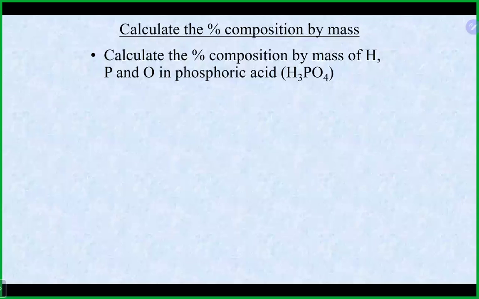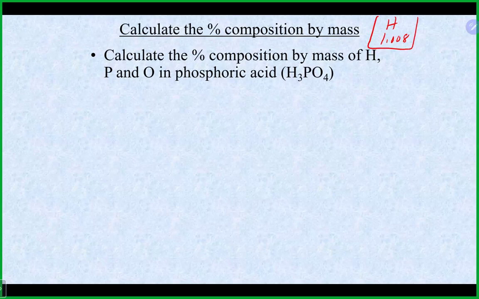So why don't you give it a go here? Calculate the percent composition of each element in phosphoric acid. Hydrogen is 1.008, phosphorus is 30.97, and oxygen is 16. All right, so take a few moments.